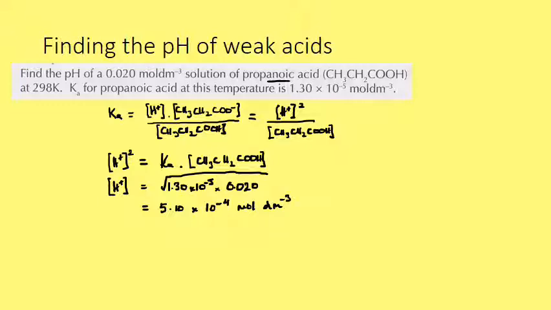There. So now we've got the hydrogen ion concentration, we can use the standard pH equation, which you'll remember: pH equals minus log to the base 10 of the hydrogen ion concentration. Okay, so it's minus log 10 of 5.1 times 10 to the minus 4, which works out at 3.29. Done.